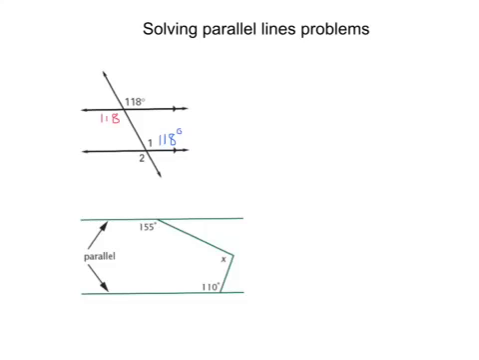Now angle 2 is an alternate angle. It's in the opposite position, so it's vertically opposite, but on the other line, which makes it alternate. So angle 2 is also 118 degrees.